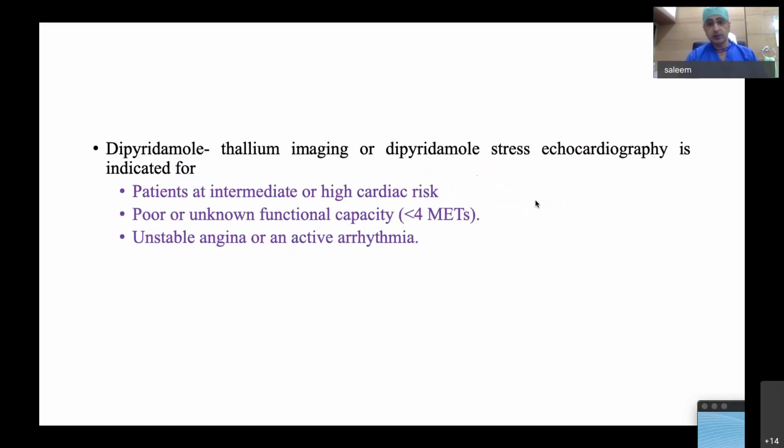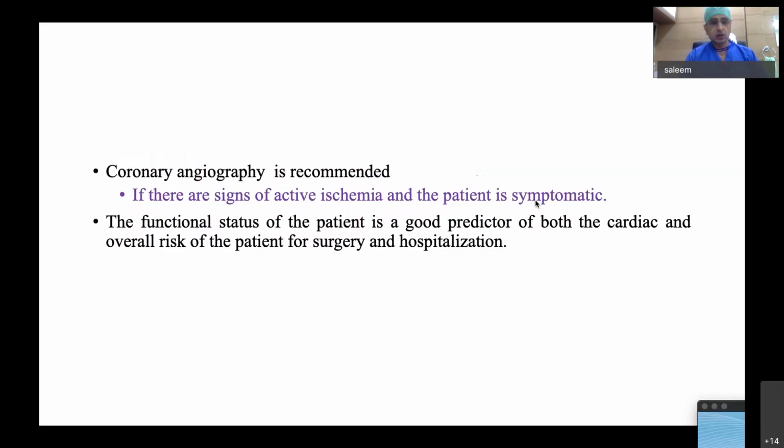Dipyridamole thallium imaging or dipyridamole stress echocardiography is indicated for patients at intermediate to high risk, with poor or unknown functional capacity of less than 4 metabolic equivalents, unstable angina, or an active arrhythmia. Coronary angiography is recommended if there are signs of active ischemia and the patient is symptomatic. The functional status of the patient is a good predictor of both the cardiac and overall risk of the patient for surgery and hospitalization.